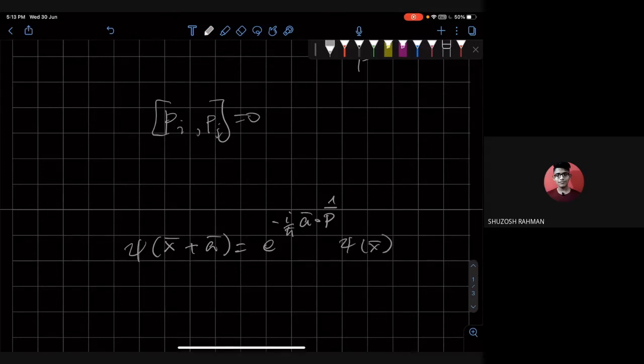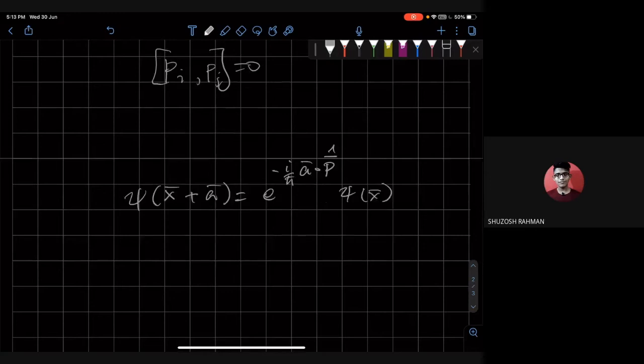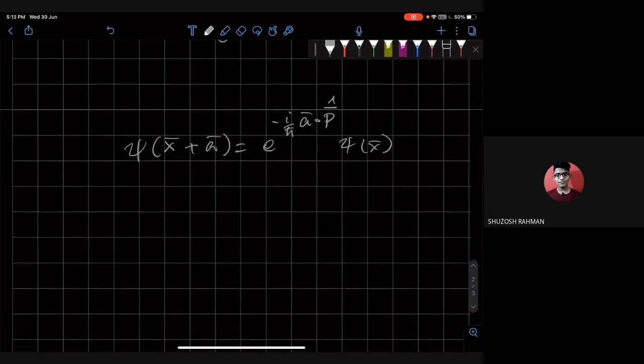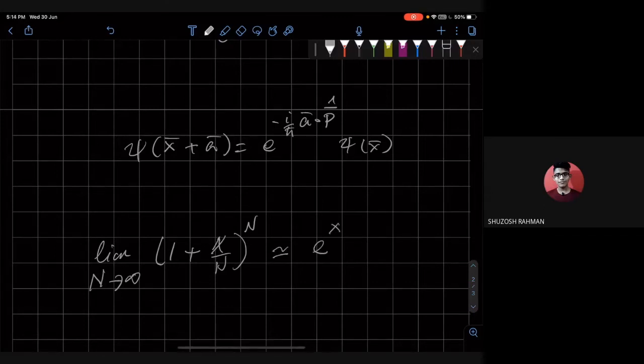Okay. I was thinking about how the exponential came, so I guess I'll have to look into that again. The exponential is something you should have learned in your math class. If you take 1 plus x by n, to the power n, and in the limit where you take n to infinity, this becomes e to the power x, right? Yeah, I completely forgot about that.